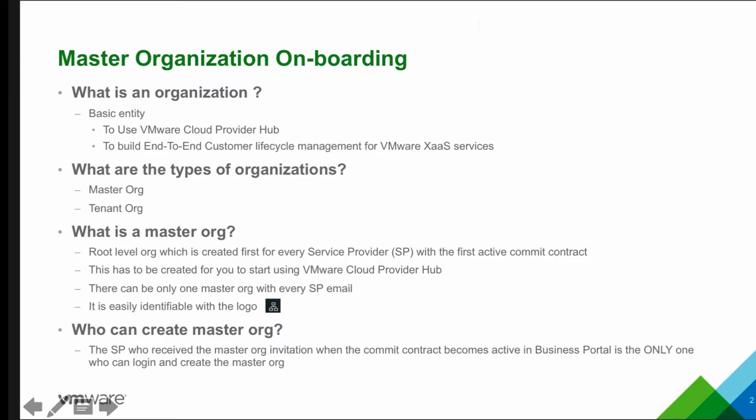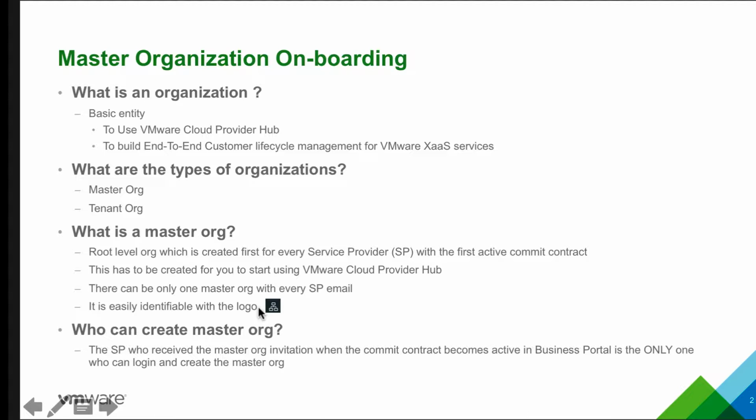Master org is a root level org which is created first for every service provider with the first active commit contract. This has to be created for you to start using Cloud Provider Hub. There can be only one master org with every cloud provider email. It's easily identifiable with this logo.